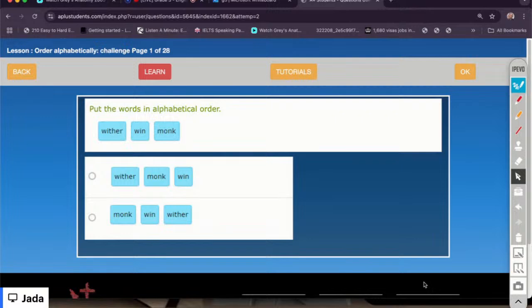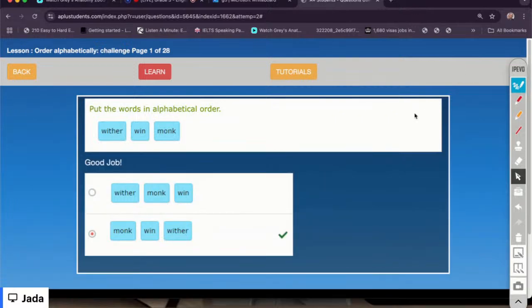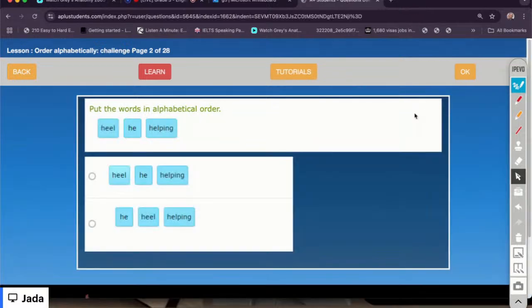So what's the right order here? So we'll go with monk because monk is M and M comes before W. So you have to use monk first, and then you move on to the W word. All right, so we have heal, he, helping. Heal, he, and then helping.